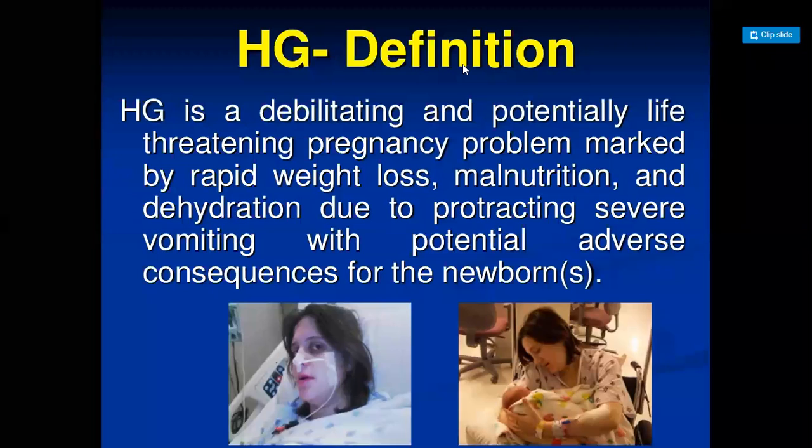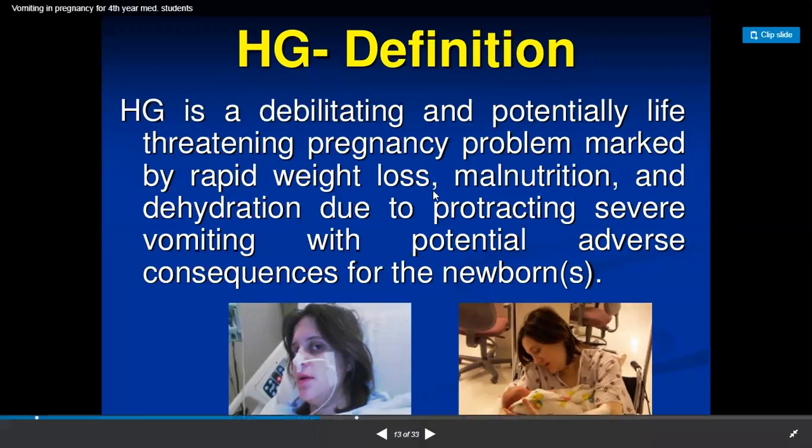It can lead to a very damaging, threatening situation during the pregnancy, not only for the mother but for the fetus also. There is malnutrition and the growth of the fetus is not taking place properly, and sometimes there is severe vomiting with potential adverse consequences for the newborns. So there are many problems with the newborn. That's what we have to think about, why we are giving this seriousness to that situation.